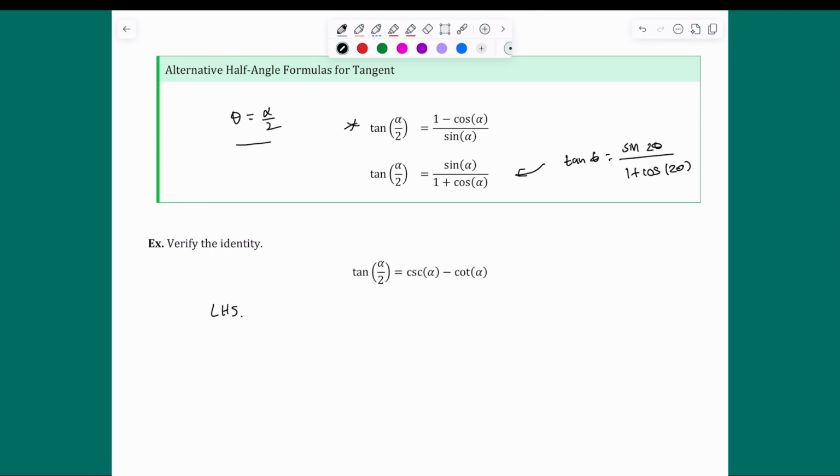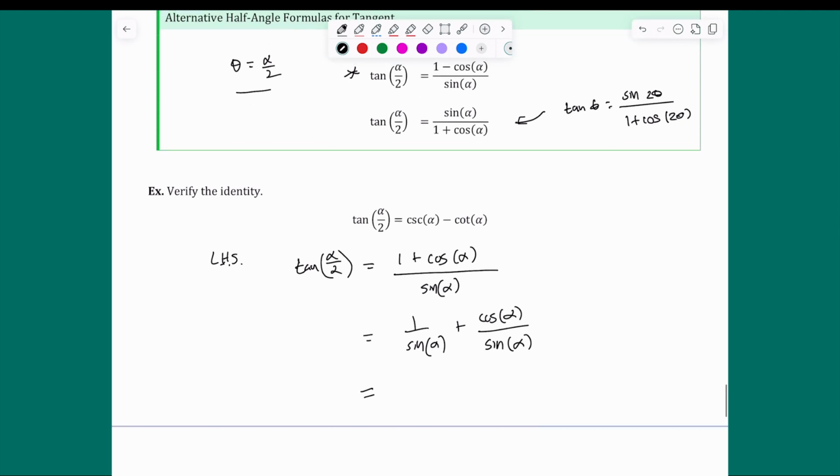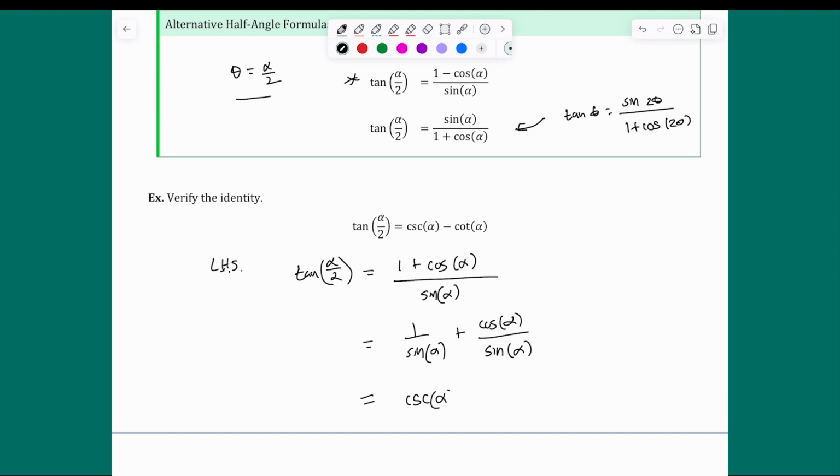So we'll start with the left hand side and use that formula that we just derived. And so the left hand side is tangent of alpha over 2. Right, it's equivalent to 1 minus cosine of alpha all over sine of alpha. And of course that's 1 over sine of alpha minus cosine of alpha all over sine of alpha. And that's exactly what we want. 1 over sine of alpha is just cosecant of alpha, and then cosine over sine is just cotangent, in this case alpha. And that's the right hand side, and that's what we wanted. And we're done. Alright, so that's it for this video.